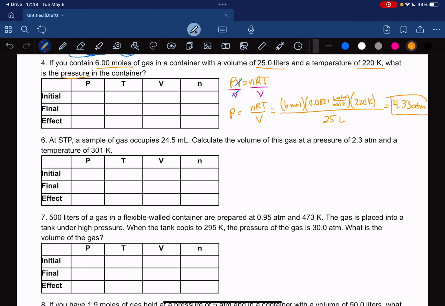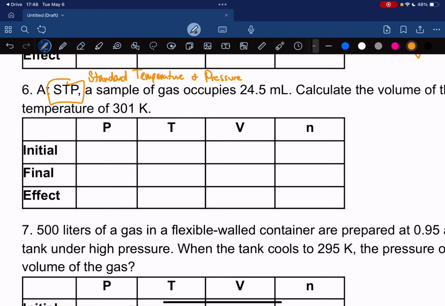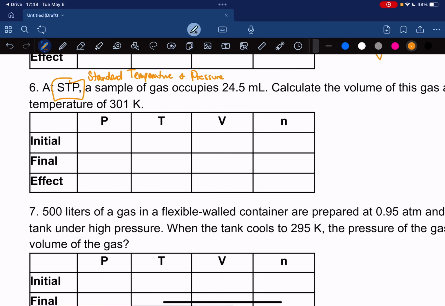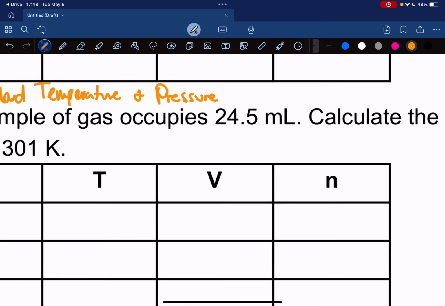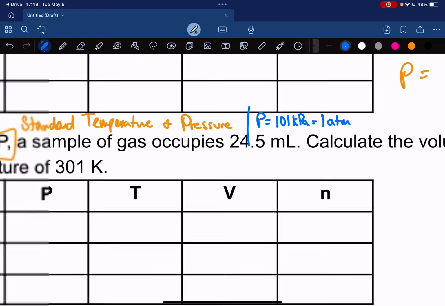At STP, a sample of gas occupies 24.5 milliliters. Calculate the volume of this gas at a pressure of 2.3 atmospheres and a temperature of 301 Kelvin. Okay, what does this STP mean? Maybe you are wondering that. That means standard temperature and pressure. That might be a term that you haven't seen before. I'm sorry about that. But now you know, standard temperature and pressure. We might remember from a previous worksheet that standard pressure is 101 kilopascals, which is also equal to 1 ATM, and there's a handful of other units.